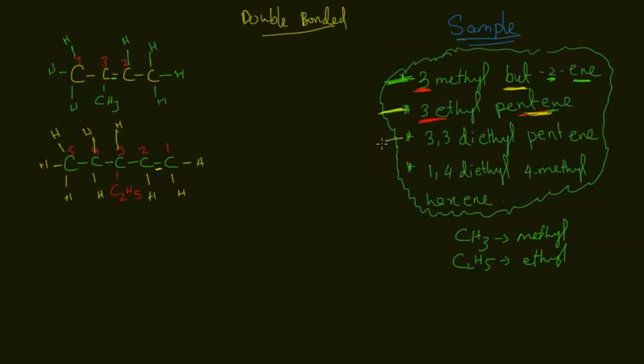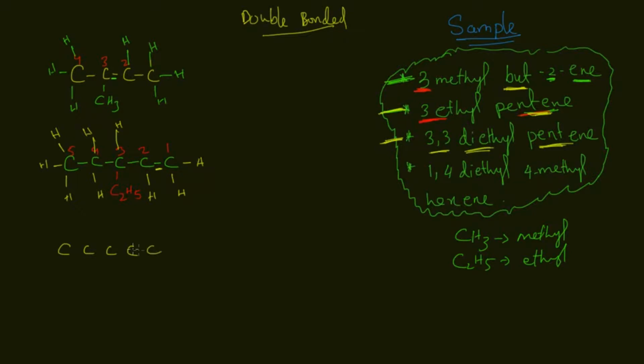Let's go for the third one. Hopefully this is a bit complicated. Okay, from the name we can see 3,3 diethyl. What do you mean by diethyl? That means there are 2 ethyl groups in that hydrocarbon. And this is the number of the carbon in which it is present. And from the name itself we can see it's pentene. That means there are how many carbons? 5 carbons, right? There are 5 carbons.